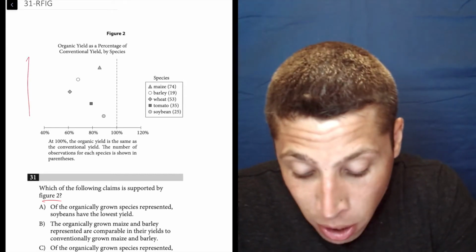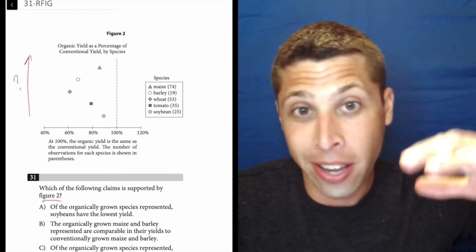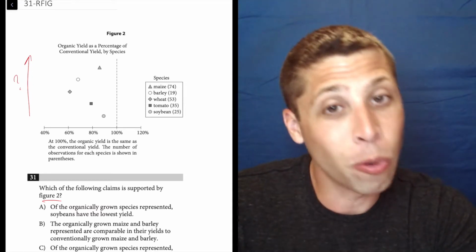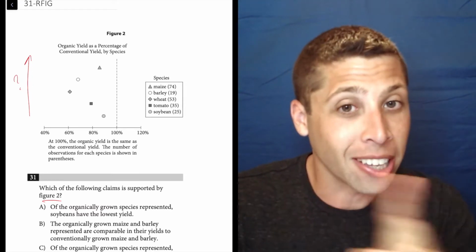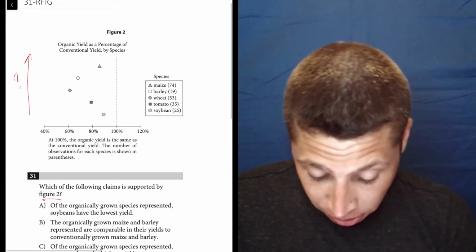And there is no y-axis. The heights of the dots and the shapes is irrelevant. It has nothing to do with anything. It has no meaning whatsoever. The only thing that matters is the left and right, the x-axis, where it's talking about the percentage of the yield. So let's go to the choices.